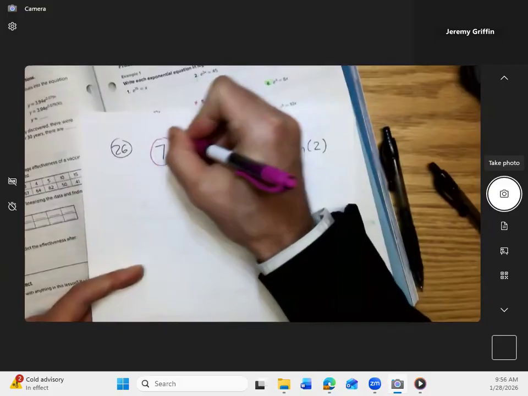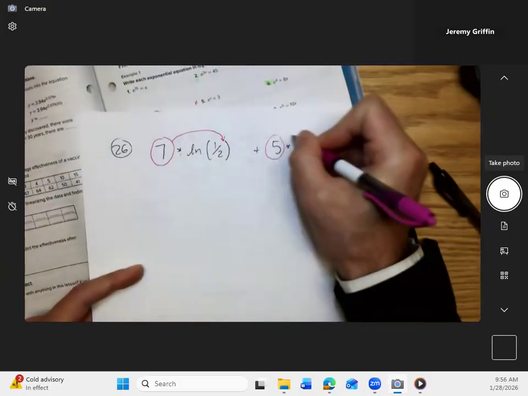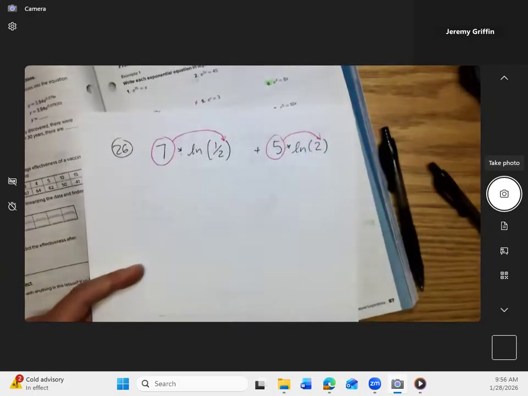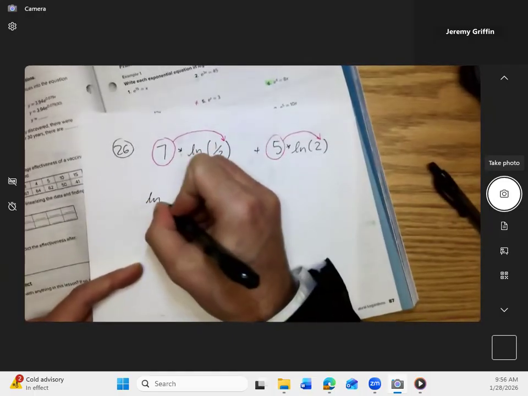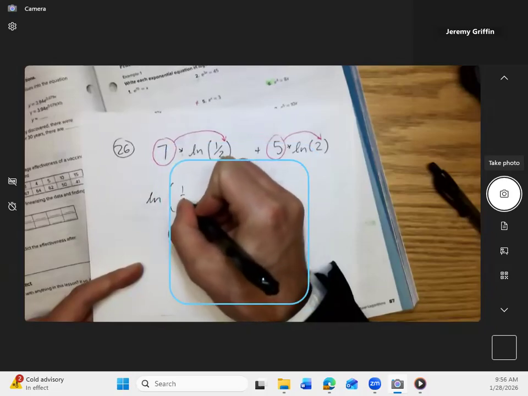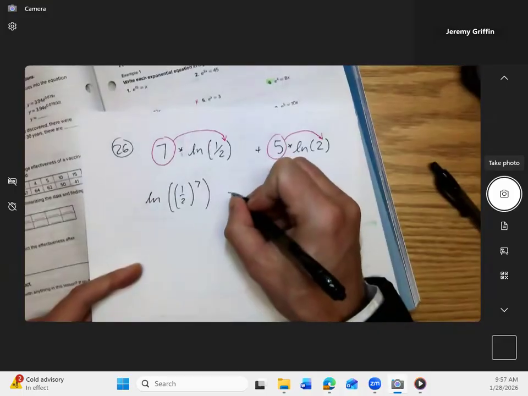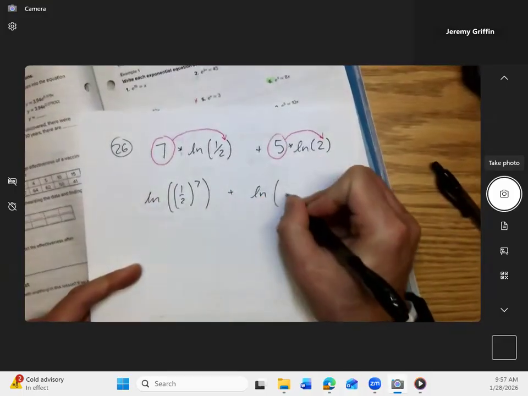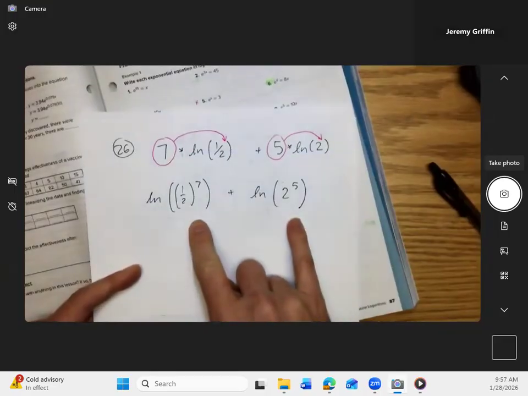Take the 7 and make it the exponent on the 1/2, and take the 5 and make it the exponent on the 2. So it'll be natural log of 1/2 to the power of 7 plus natural log of 2 to the 5. Sure. What do you guys think next?